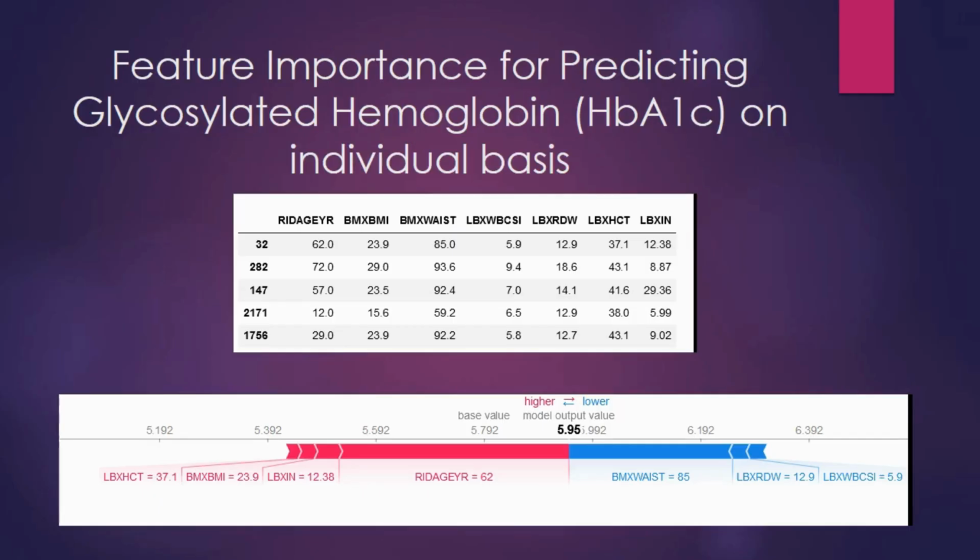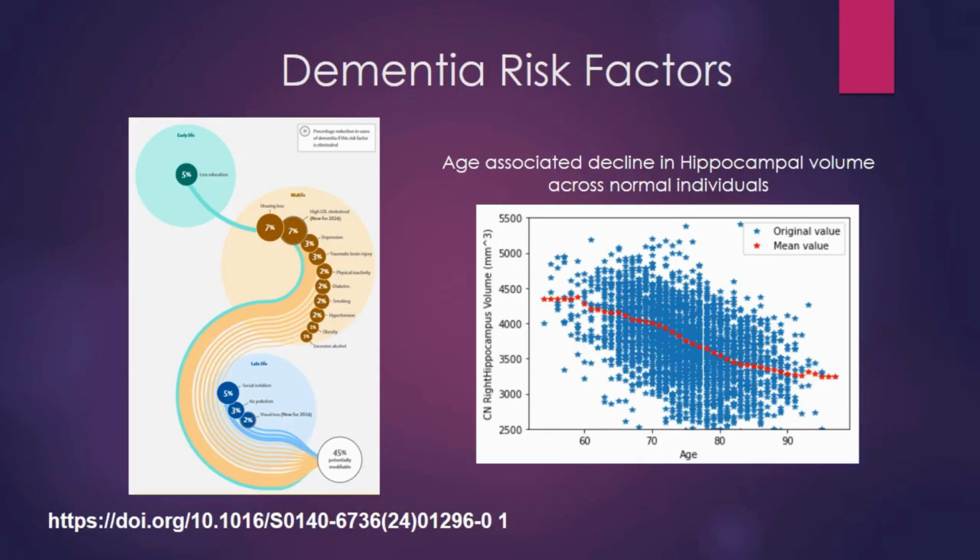Feature importance for predicting glycosylated hemoglobin or HbA1c on an individual basis. This visualization shows how specific risk factors like BMI, waist circumference, and age interact to determine the HbA1c levels for a specific individual. Dementia risk factors.